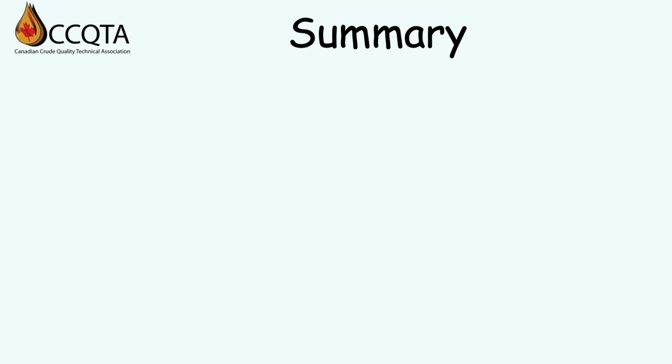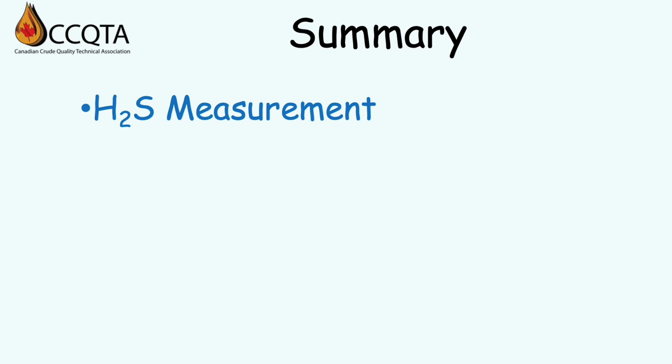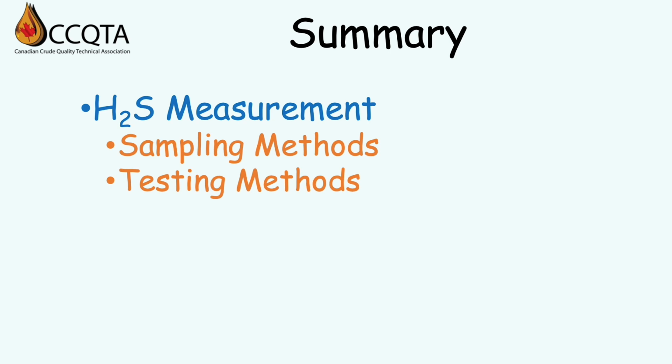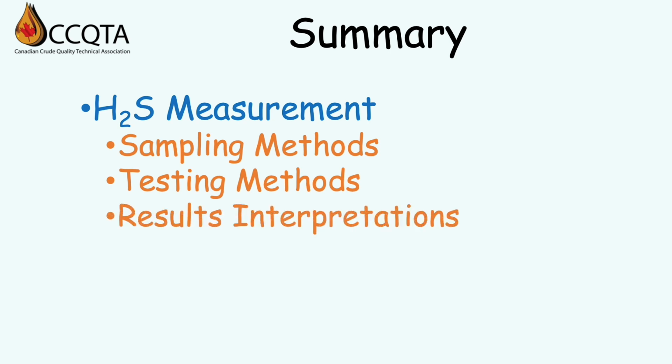Next, we looked at H2S measurement, which included sampling methods and how they might impact further analysis, a description of the 3 most commonly used testing methods, then a discussion on the interpretation of results and specifically around the units of measure each method reports, and then that was followed by a couple of practical examples highlighting how the results could be misinterpreted.